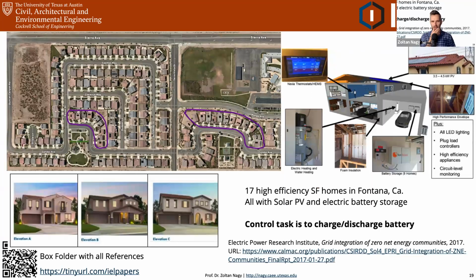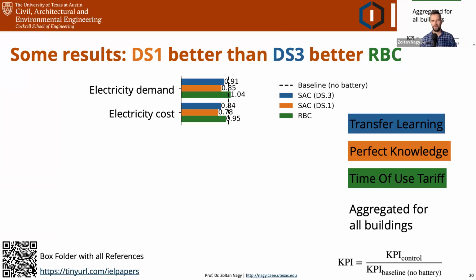So here's a community in Fontana, California, in I believe Southern California. So it's very sunny. The control task was to charge and discharge the battery in each of these homes. This was instrumented by EPRI, the Electric Power Research Institute, a few years ago. They did their own study with simple RBC control of the batteries, trying to understand the value of the batteries in this community. And so the data was available. We couldn't do any more control, unfortunately, but we could create the exact virtual replica of the homes and run the study through them.